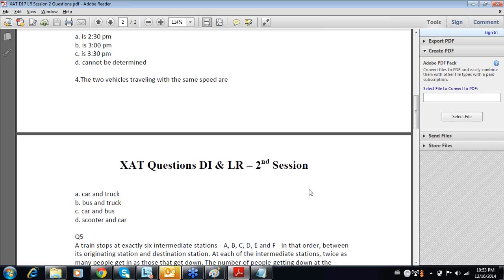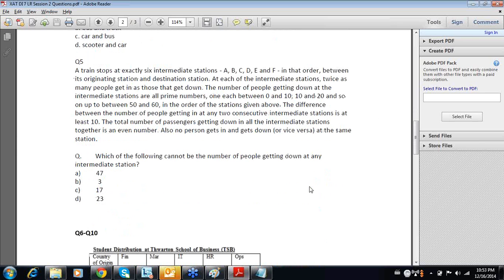Okay, moving on. Let's do question number 5. I'll give you 2 minutes to solve this question. So at 10:55 we'll review this question.